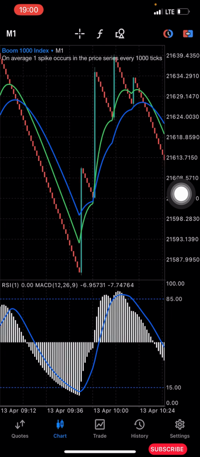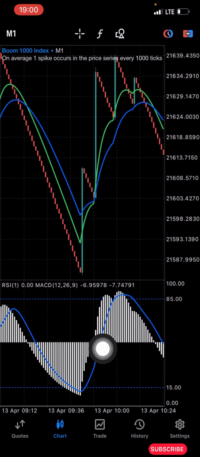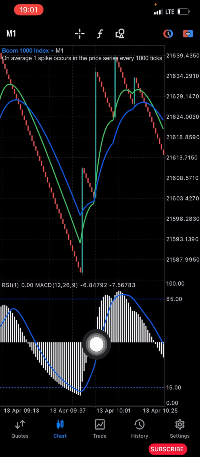But in this kind of case, you can see immediately a spike, and this here is now touching the overbought level. You don't need to take this kind of entry because there are some cases where it might not spike again. The indicator window is trying to tell you that price has gotten to the overbought level and it will start reversing from that area.